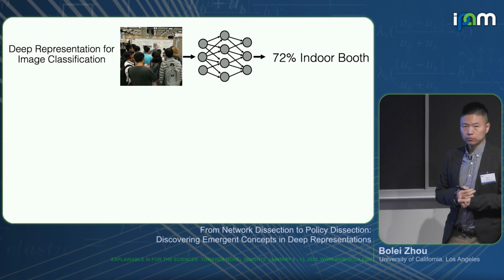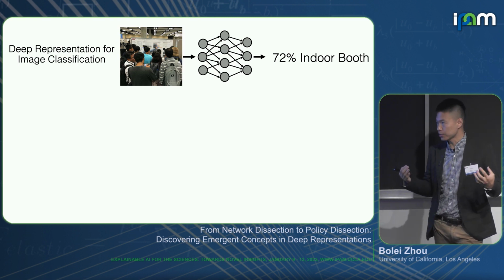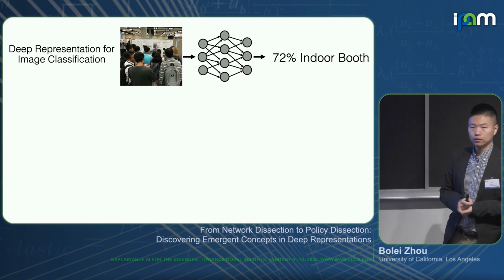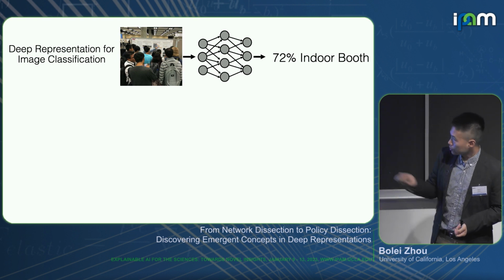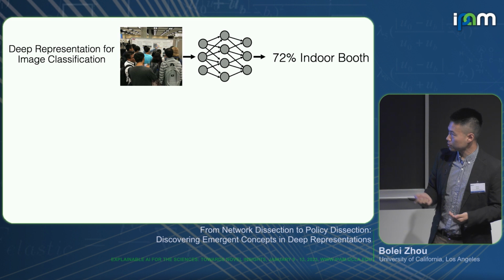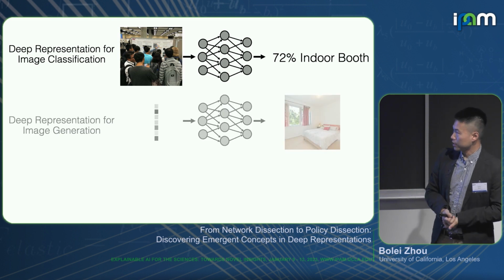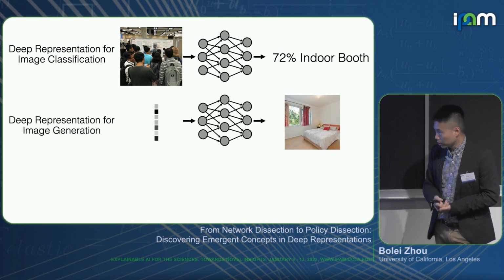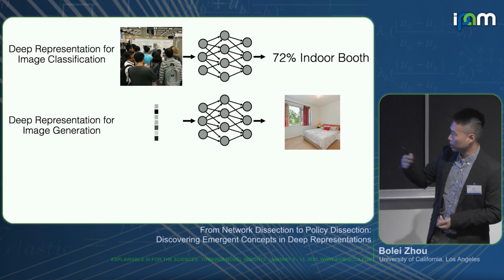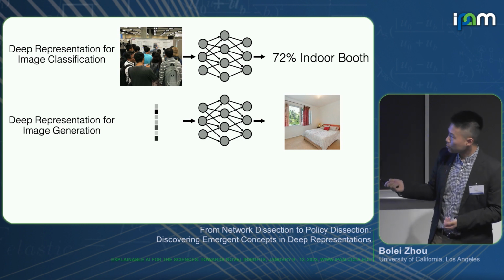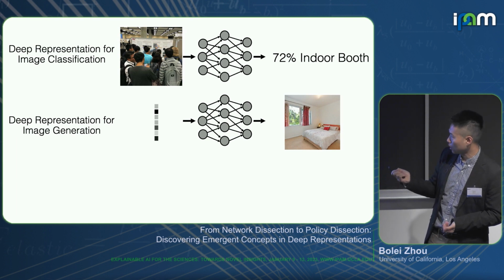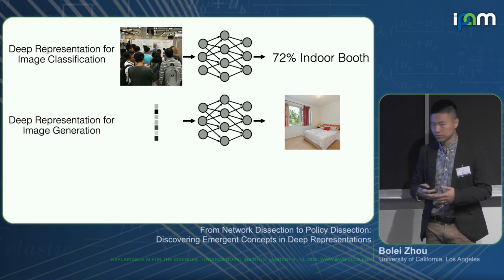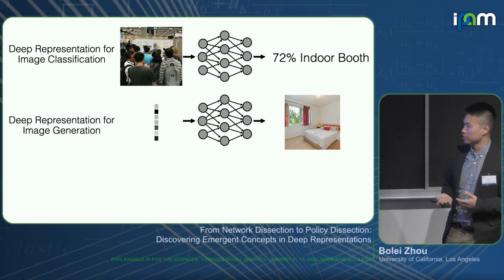So I will talk about different deep representations built for different tasks and try to visualize and interpret what has been learned inside. I will start from the deep representation trained for image classification. Then we'll move into the deep representation trained for image generation, right? It's the opposite task of image classification: given a random vector, generate a realistic image. We try to understand what has been learned inside this deep generative representation.